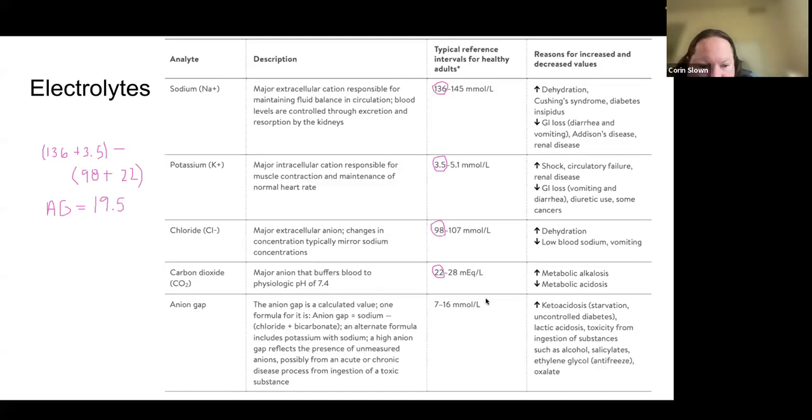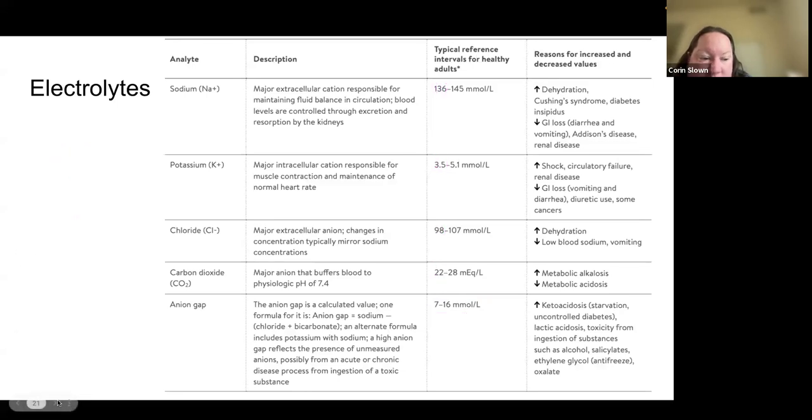So here's what I want you to think about. This is what they list as the range for the anion gap. But the reality is you're going to see some variation. So what might be reasons why you would see variation in your anion gap? Well, the amount of food that you're eating, so if someone's starving or if there's uncontrolled diabetes or lactic acidosis are all reasons why you could see an increase. Sometimes, say for example, if you have substances, alcohol, salicylates, oxalates, those are also reasons why you could see a change in your anion gap.